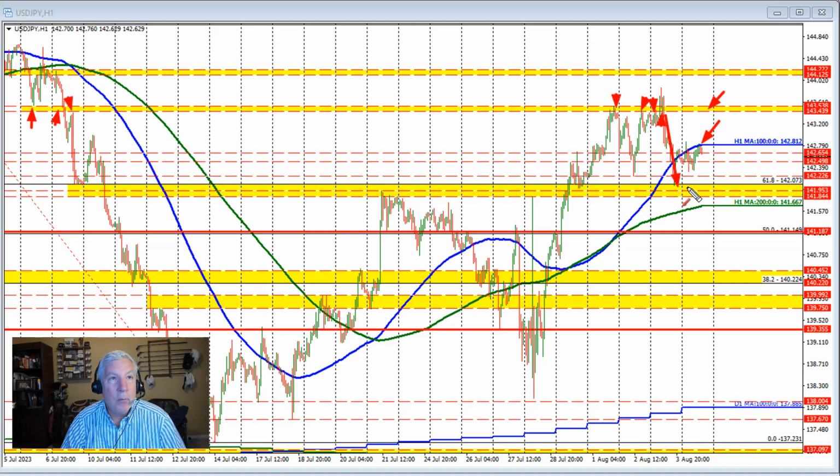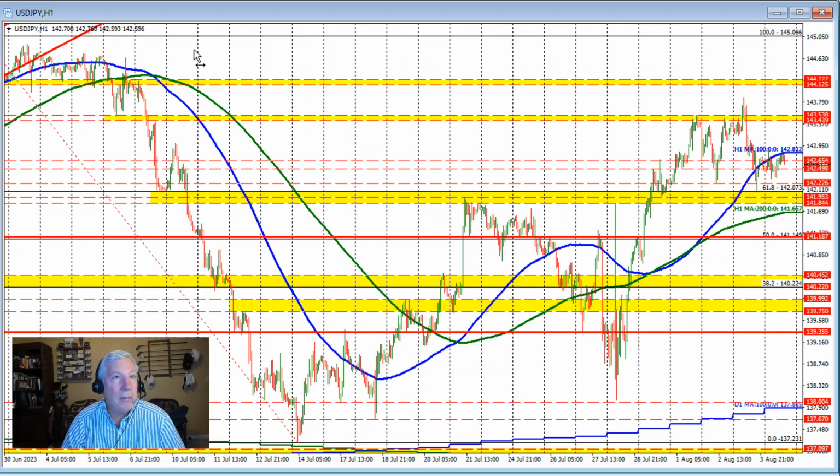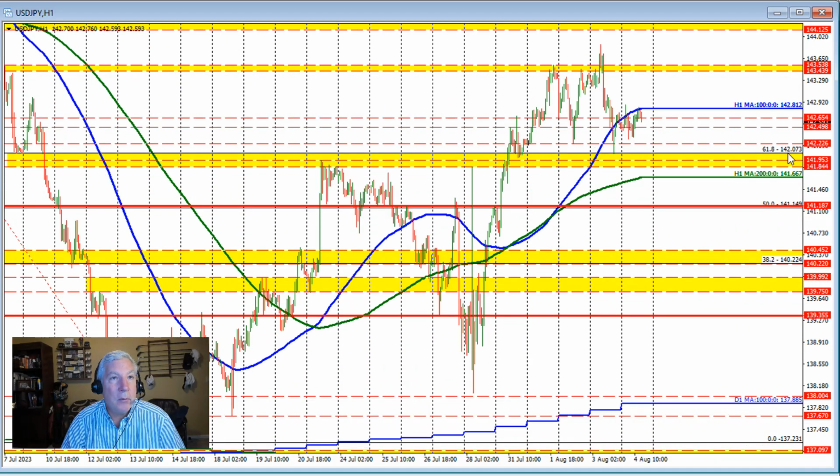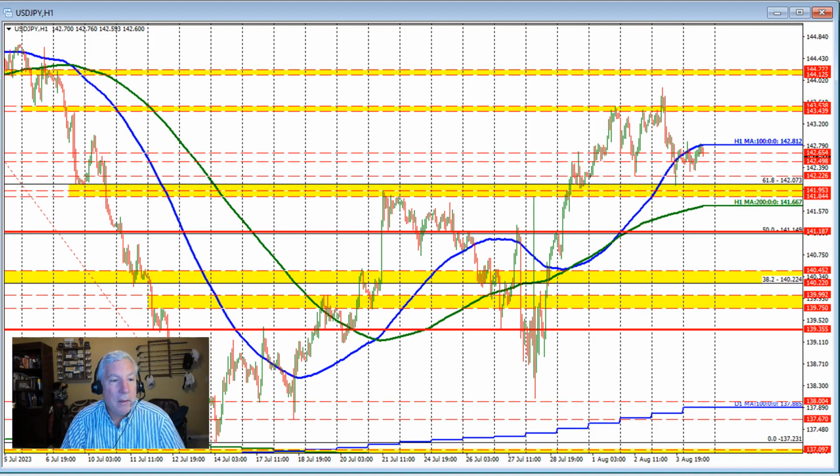On a weaker number, watch the 61.8% retracement. This is of the move down from the high going all the way back to this day right here, which is June 30th. The 61 comes in at 142.073. That level also corresponds with this swing area between 141.84 and 142.07, and then we'll have the 200-hour moving average to contend with. That level comes in at 144.66.